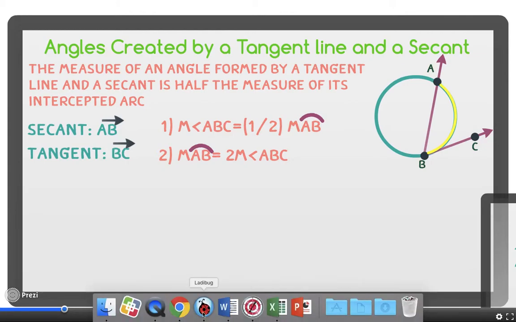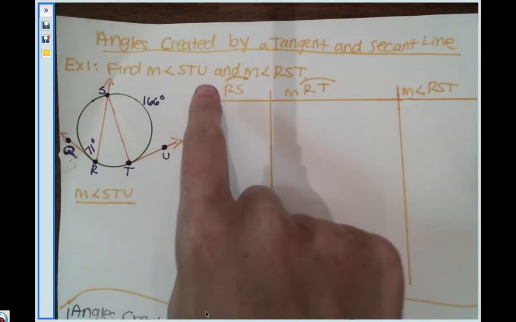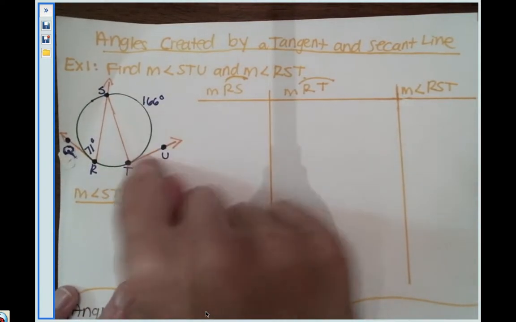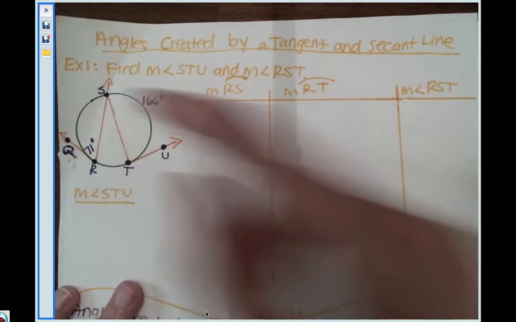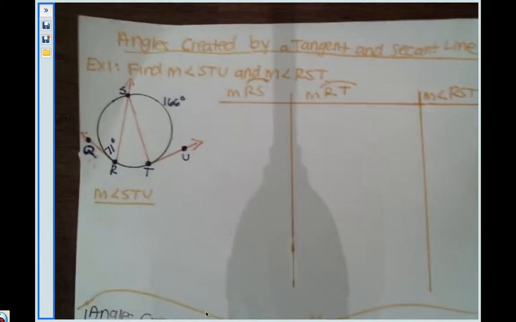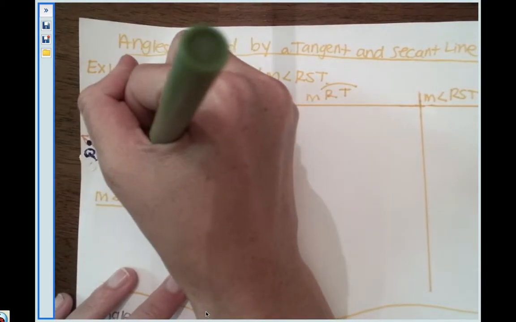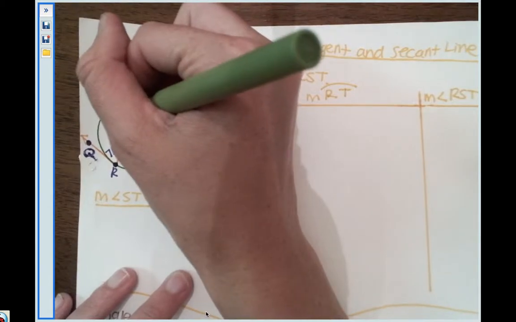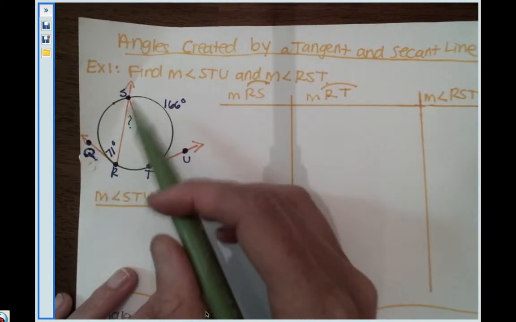Let me go back to the page. Okay, so we're going to be finding the measure of angle STU, which is this angle right here, and the measure of angle RST, which is this angle right there. I'm going to put little question marks there so I know that's what I'm solving for. I don't know this one yet, and I don't know this one yet. So that's angle STU and angle RST.